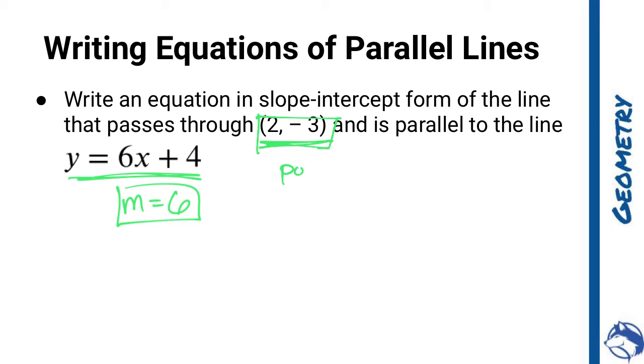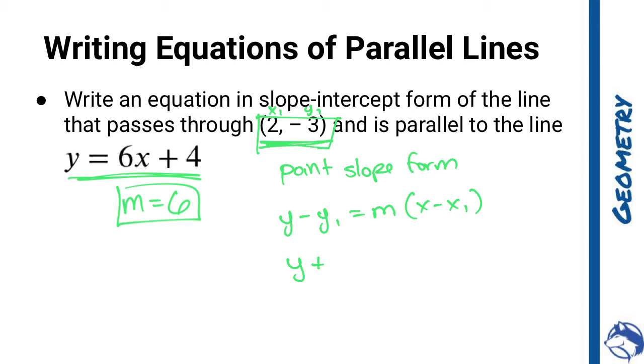So we're going to use point-slope form, because that's what we have. And so this is y minus y1 is equal to m times x minus x1. And so in order to have this, this is my x1, y1, and I just plug in my pieces. So y minus a negative 3, which is a plus 3. My slope is 6, and my x is a 2.